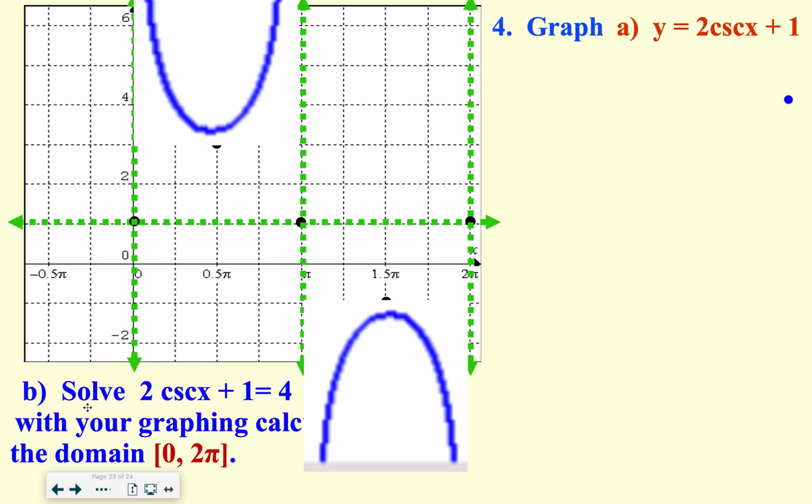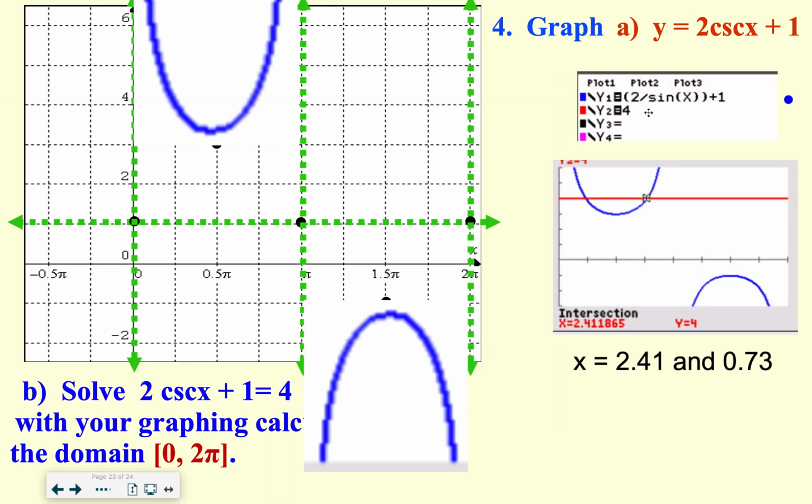Okay, now if you do part B where it says solve where 2 times the cosecant plus 1 equals 4 with your graphing calculator, you could do this a lot of different ways. What I did was I just put in 2 cosecant x plus 1 equals 4, right? So I put 4 on my y2. Please note 2 cosecant x is the same as 2 divided by sine of x, right? Because they're reciprocal, so be very careful how you enter that into your calculator.